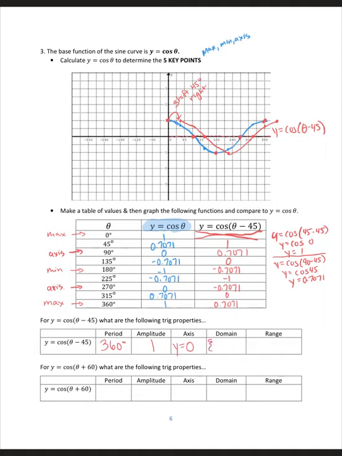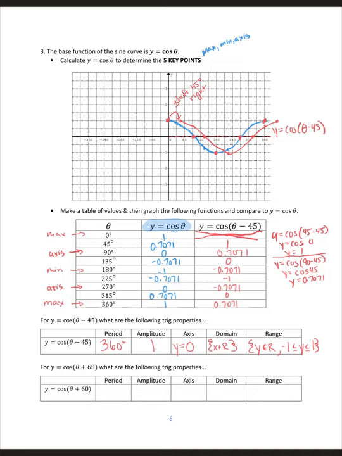Our domain is still x for all real numbers. And our range is going to be similar to our base function where it's y for all real numbers, and then it's going to be restricted to the maximum and the minimum. So my minimum is -1, which is less than or equal to y, which is less than or equal to +1.